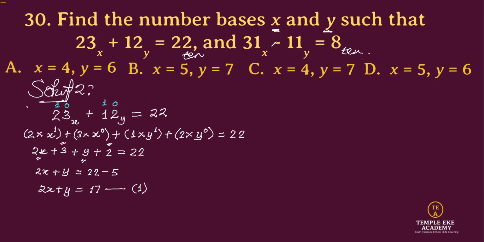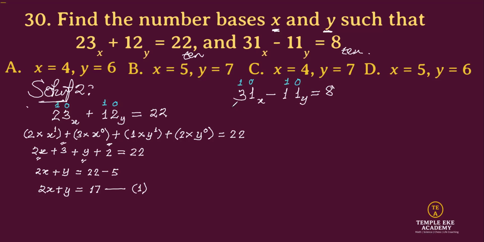Okay, let's also convert to base 10. Let us take the next one: 31 in base x minus 11 in base y equals 8 in base 10. We want to convert to base 10 by the usual expansion procedure. Let's have exponents 0, 1 towards the left, same 0, 1. The 8 is already in base 10, so let's do the expansion right away.